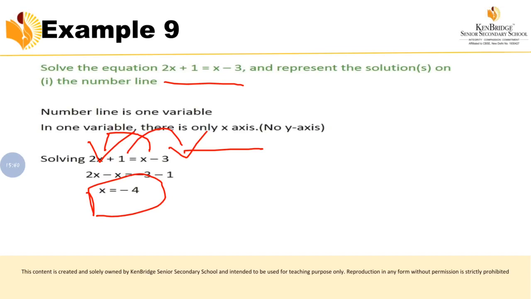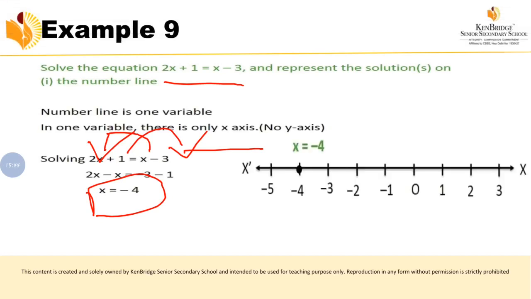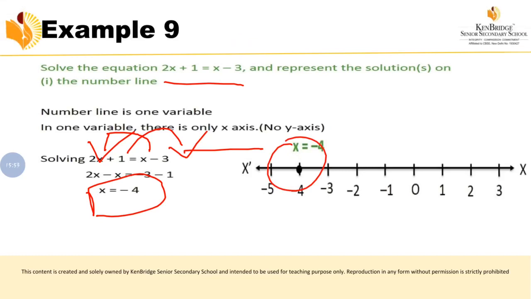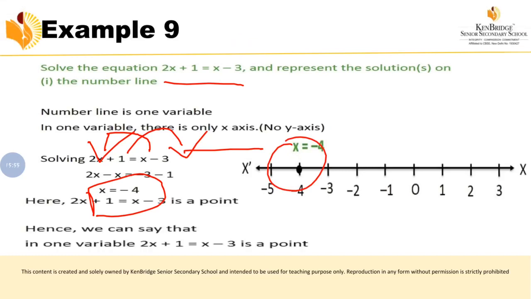Let's mark this on the number line. Just look here, this is the number line. Here we have marked x is equal to minus 4 on the number line and we have named the point. And hence we say that in one variable, 2x plus 1 is equal to x minus 3 is a point. There is a point. Okay, so let's see the next one.